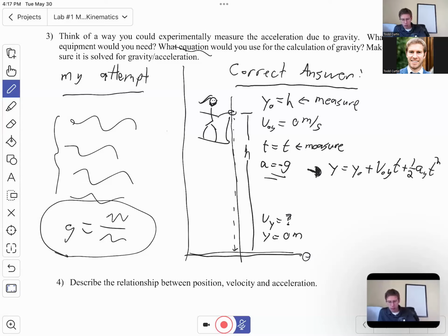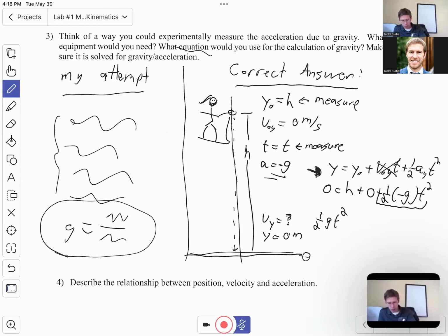So you start here, and let's plug in the values based on our scenario. So y final is 0. So 0 equals y initial, our measured height, plus v initial is 0. So 0 times anything is just 0, plus 1/2, our acceleration is negative g, times t squared. And now I'm going to algebraically solve for g. So since I have minus 1/2 g t squared, I'm going to move that to the other side of my equation, making it positive.